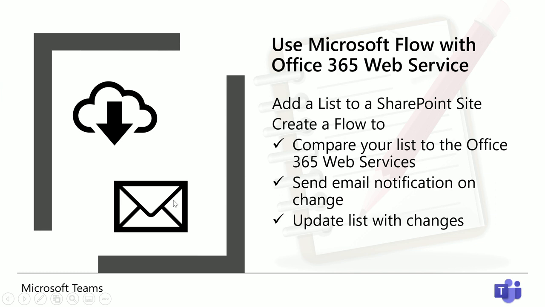Yep, so basically just a quick recap of this. Added a list to a SharePoint site, created a flow comparing our list to the Office 365 web services, and then I can choose to notify. This could have been a Teams notification. We just need email. Then lastly, we're going to update our list of changes.